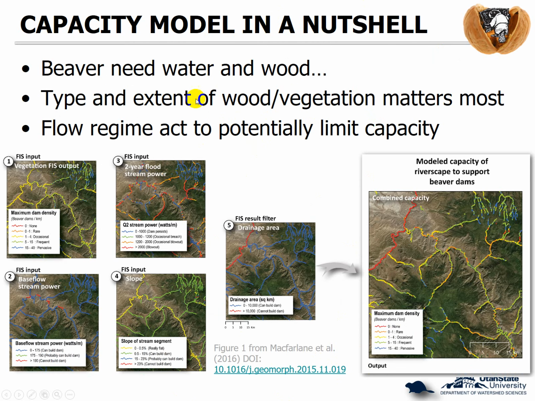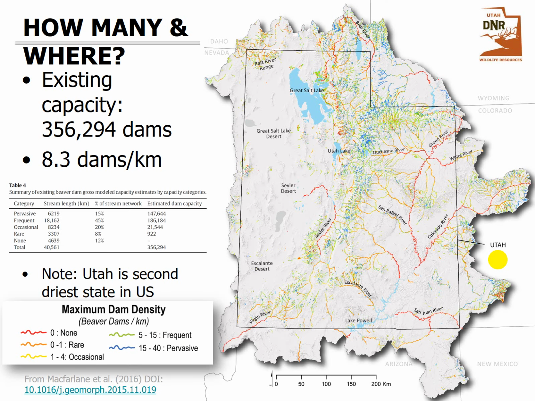And we combine these different lines of evidence with vegetation probably being the primary driver, and then these other issues of base flow, stream power, typical high flows. These are used to basically limit that capacity. And then we come up with an estimate of what we think every little 250-meter reach on this drainage network could support.